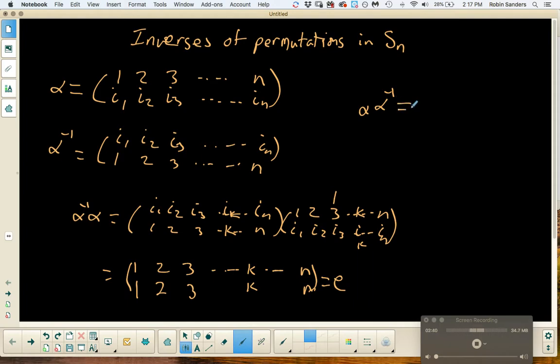You should stop the video and you should look at alpha inverse followed by alpha, and you should be able to show that that is also equal to the identity. So go ahead and stop the video and do that for a minute.